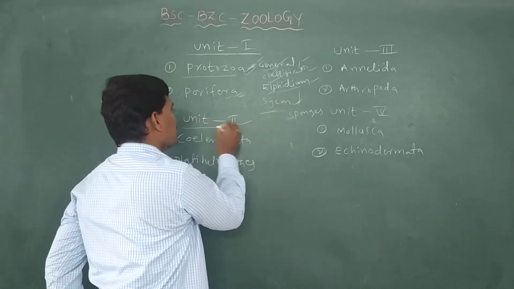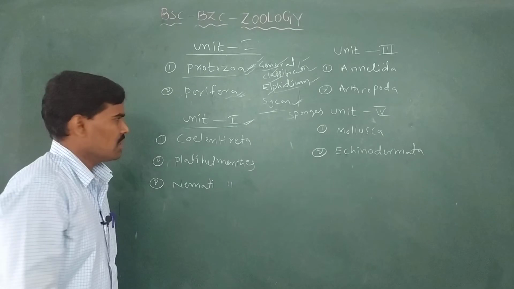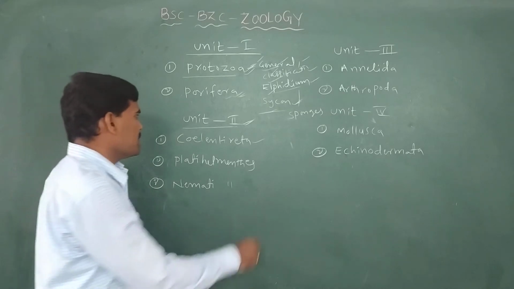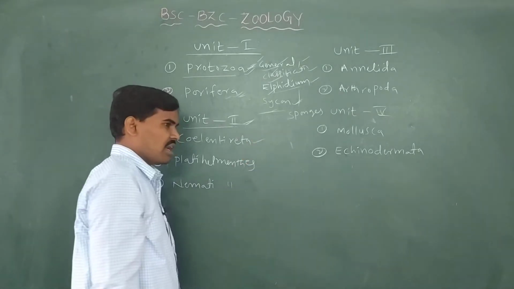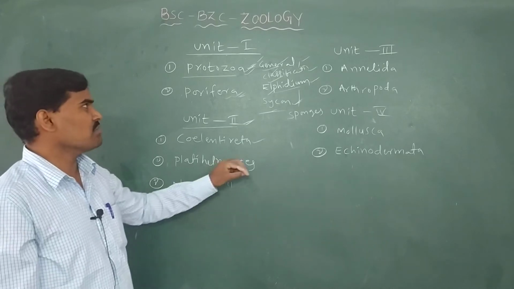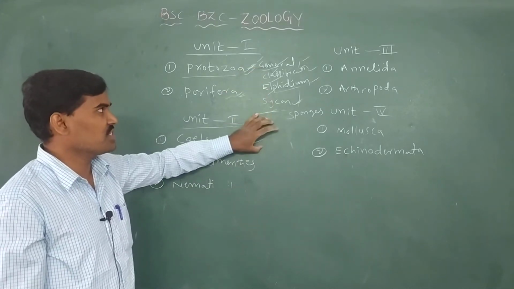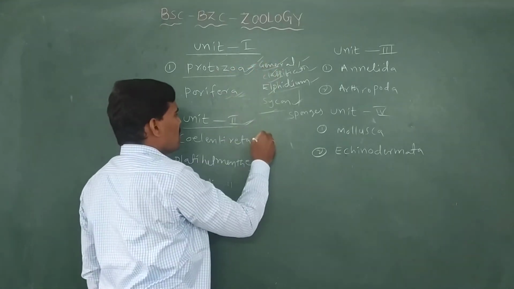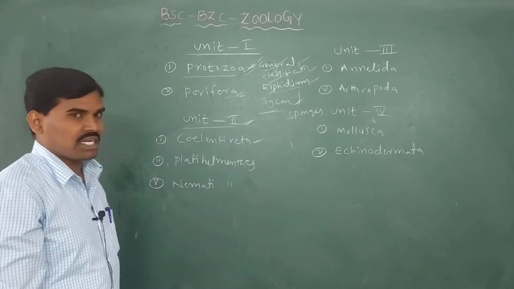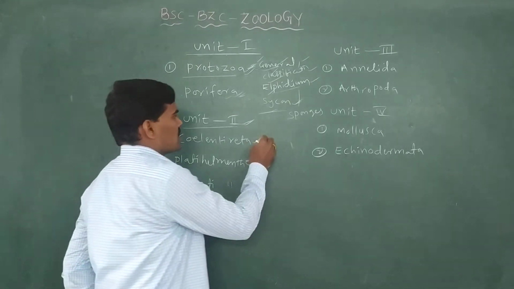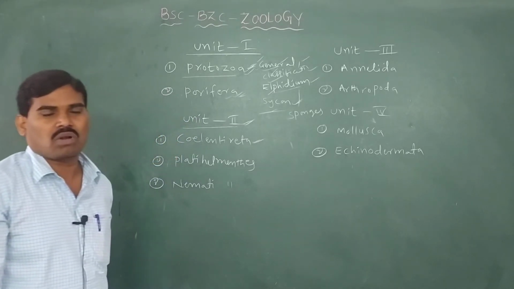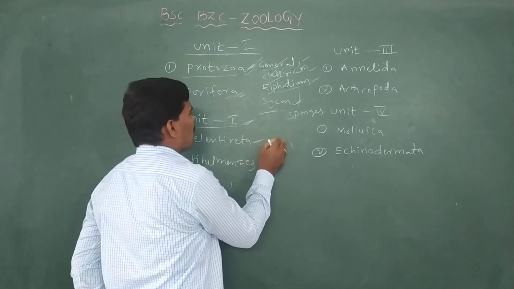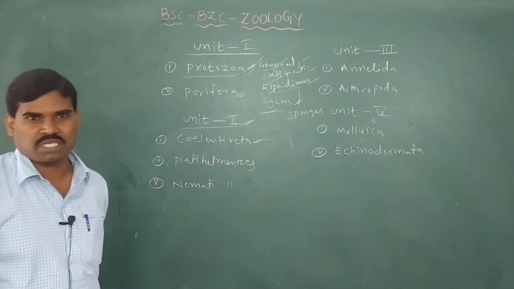And next, the second unit is Coelenterata, or Cnidaria. In the second unit, the first chapter is the Coelenterata phylum. The Coelenterata phylum also has general characters and classification. And next, one type study: the type studies are corals and coral reefs, and Obelia. The Obelia type study, the Obelia life cycle.